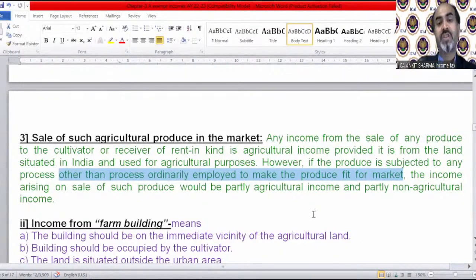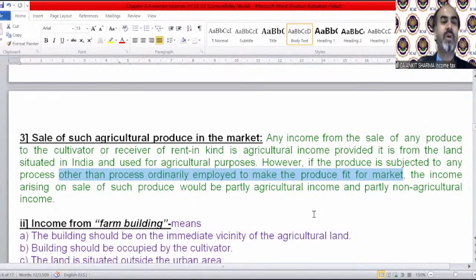If you change the nature of that product, like from sugarcane, we are producing sugar and then selling the sugar into the market. The process to make sugar is not an ordinary process. It's a separate process. In that case, we call it a composite business. How it is taxable and how we find it out, we will discuss in composite business. That is going to be discussed very soon.